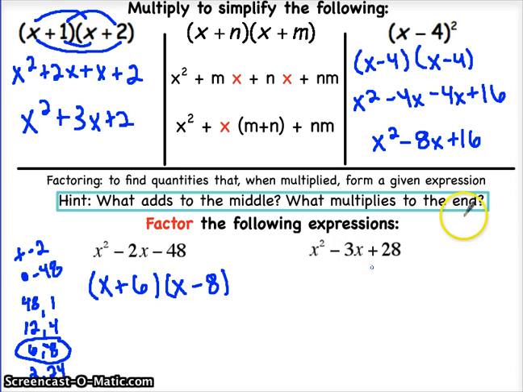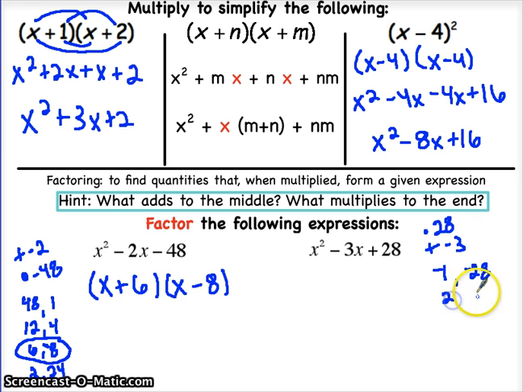Let's do the same thing on the right. What multiplies to 28 but is going to add to negative 3? So again, we're going to multiply to a positive number this time, which means they're either both positive numbers or both negative numbers. But we're going to add to a negative number, which means they must both be negative. So let's first figure out what multiplies to 28. We could say 1 and 28, both being negative.